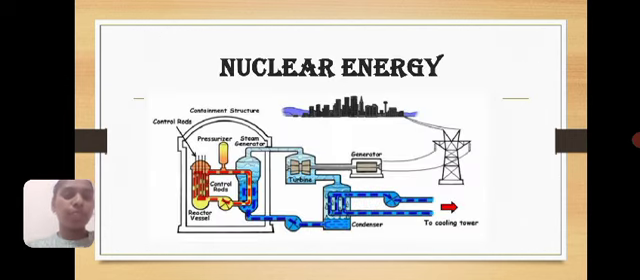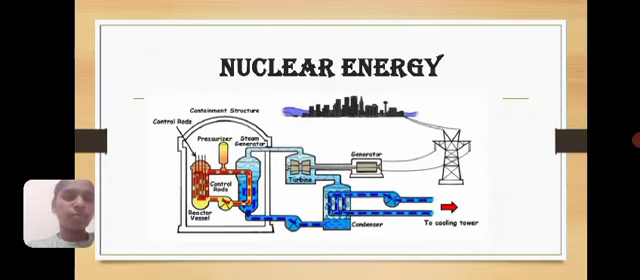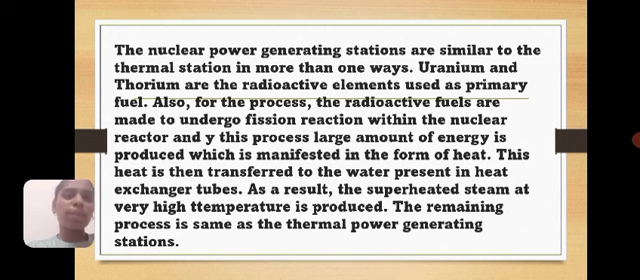Next, nuclear energy. The nuclear power generating stations are similar to the thermal station in more than one way. Uranium and thorium are the radioactive elements used as primary fuel. In the process, the radioactive fuels are made to undergo fission reaction within the nuclear reactor, and by this process a large amount of energy is produced, which is manifested in the form of heat.